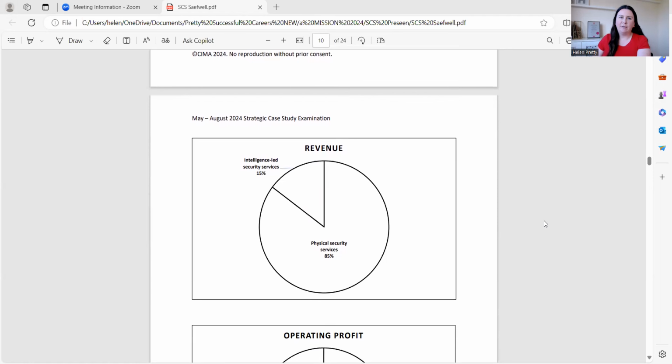The first graph is around our revenue as Saefwell. 85% of our revenue is generated from physical security services, and 15% of our revenue is generated from intelligence-led security services. That is as at December 31st, 2023.